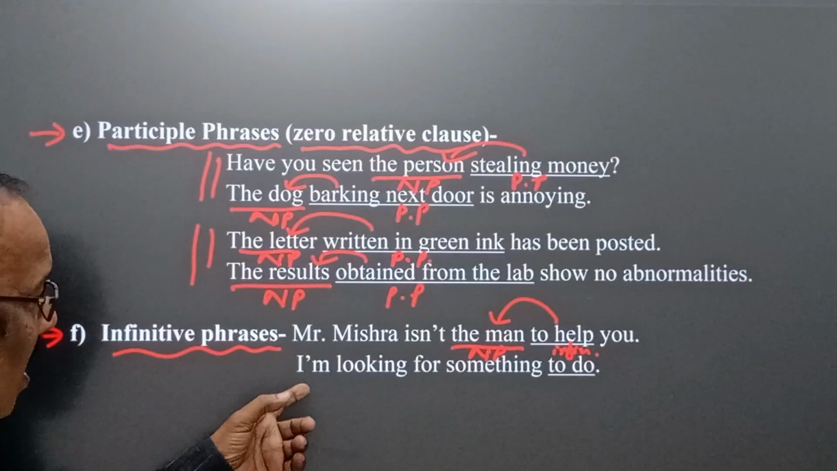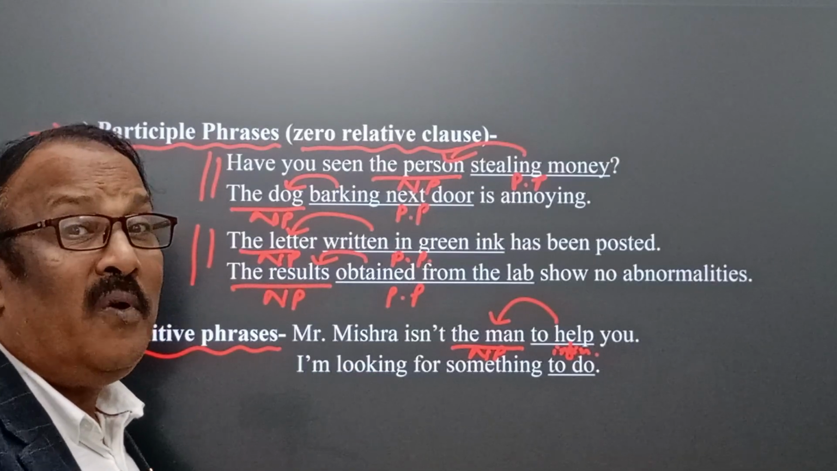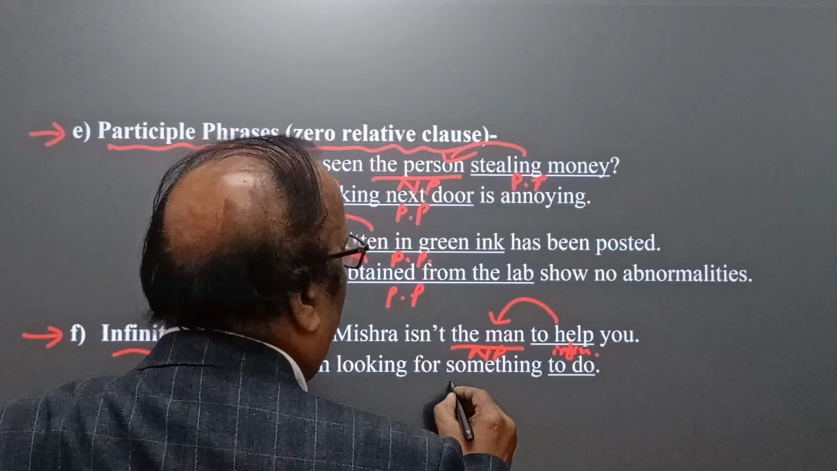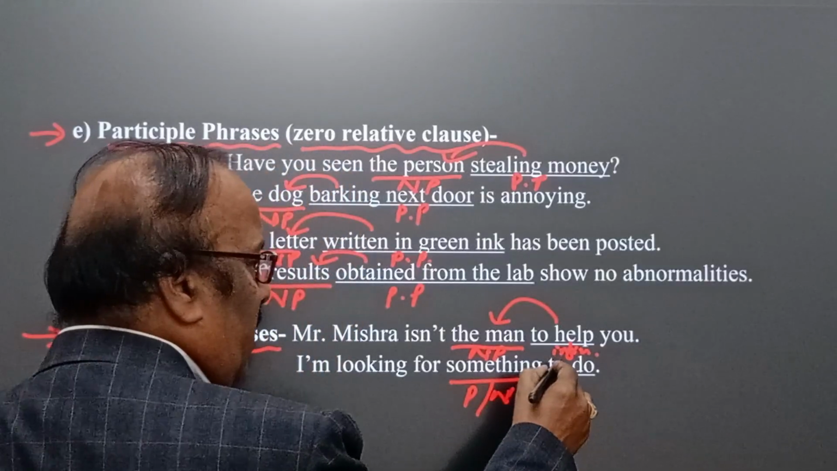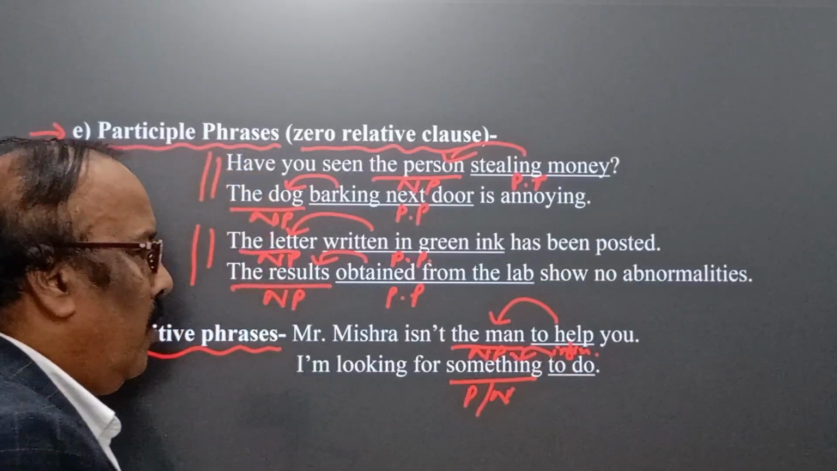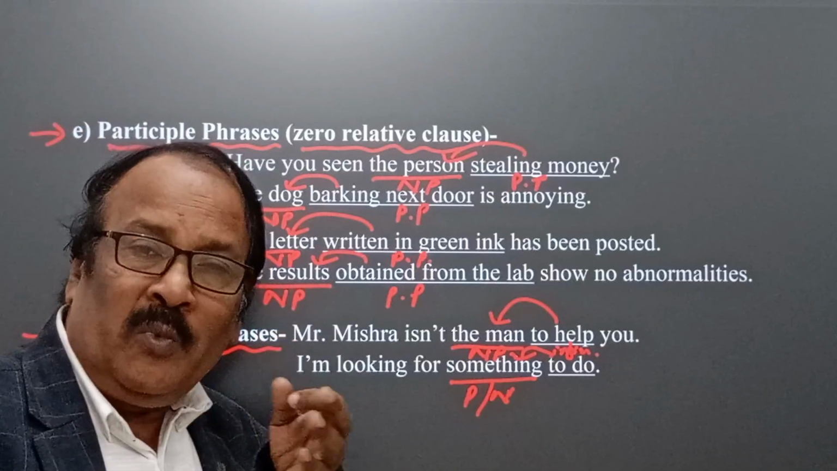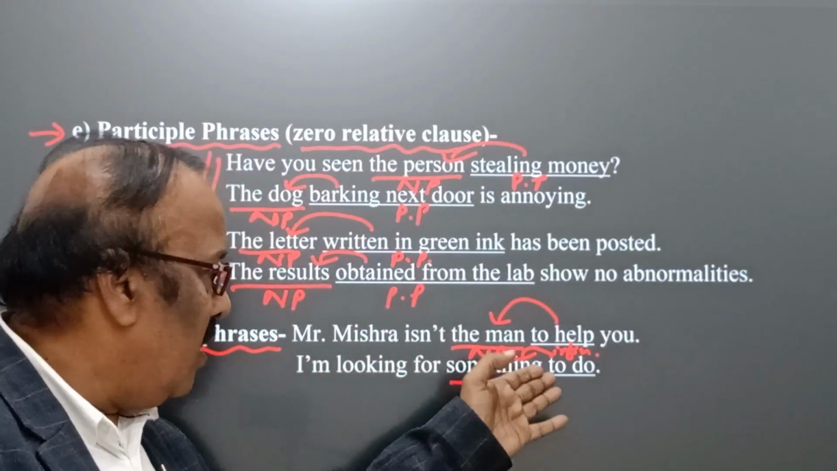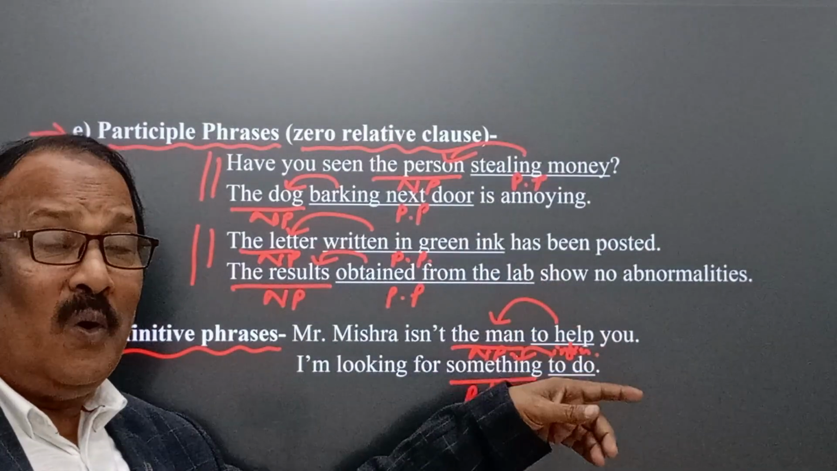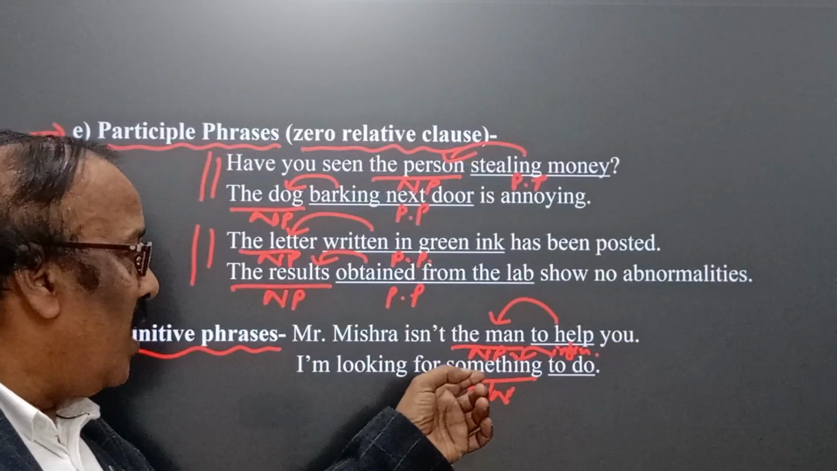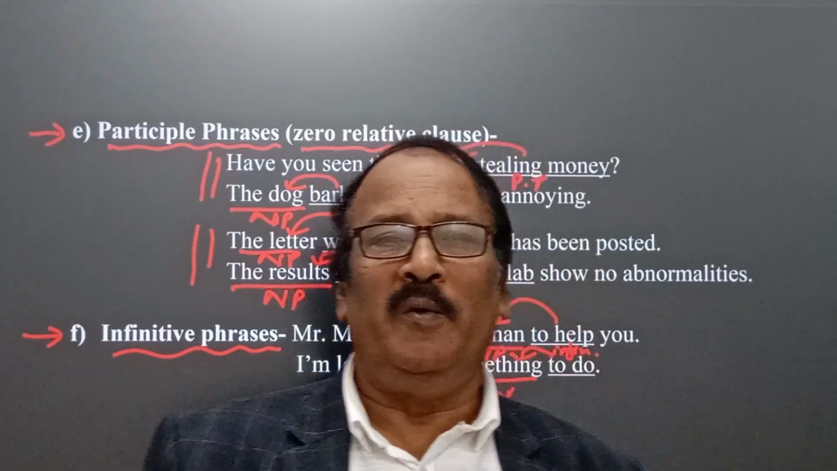Next, I'm looking for something to do. I'm looking for something. Something is a pronoun, acts as a noun, and here, to do. I'm looking for something to do. This is the way. To do is here the post determiner, remaining after something and qualifying something, and that's why this is a post determiner or post modifier.